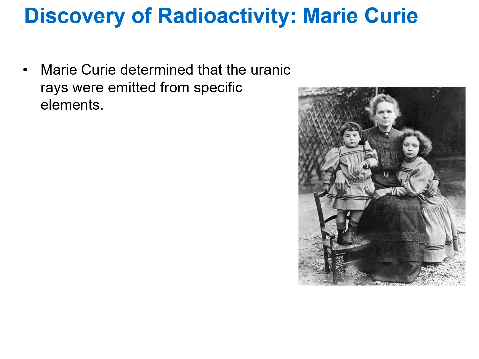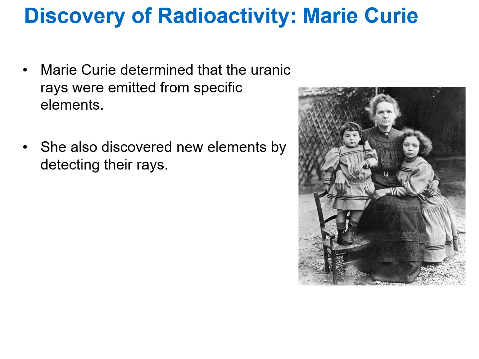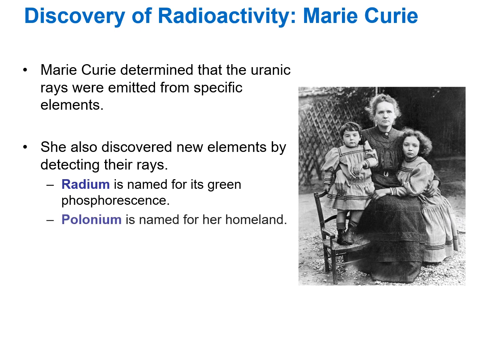Well, then along comes this little smarty pants, Marie Curie, and she determined a bit more based upon what Becquerel had just done. She determined that the uranic rays were emitted from specific elements, and she also discovered two new elements by working with these rays. She discovered radium, and it's named for its green phosphorescence and the type of rays that it emits. And she also discovered another element called polonium, which is named after her homeland of Poland. So she did some hefty work in and of herself.